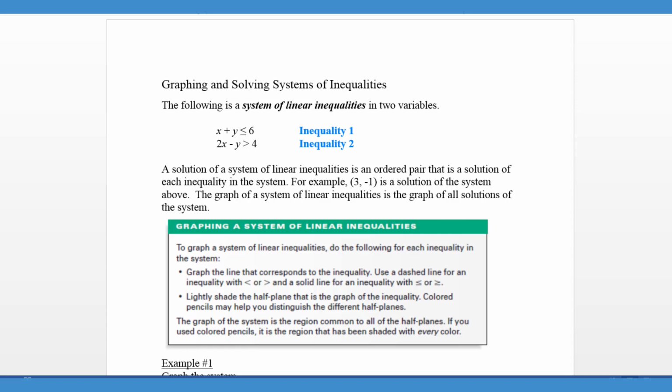So in a system of linear inequalities, what we're going to really be dealing with is two inequalities at once, and the solution is going to actually be the shaded part that is for both inequalities. So the place where we're going to see two sets of shaded regions at the same time. So we're just going to take a quick look at an example here.